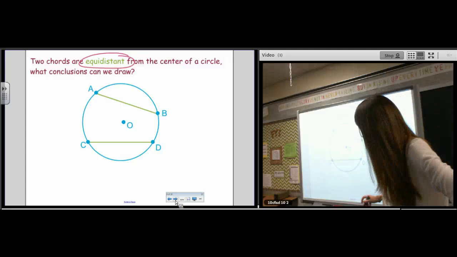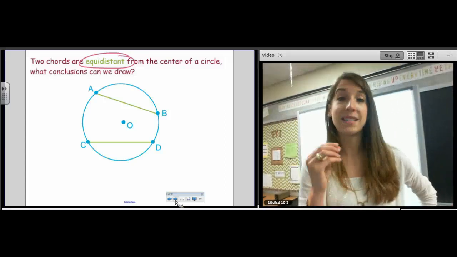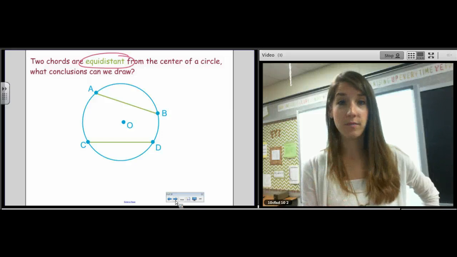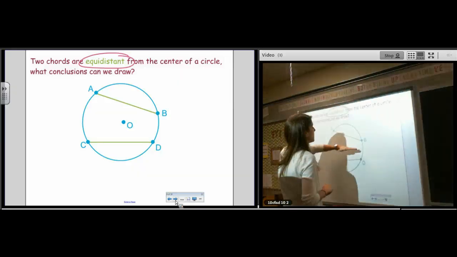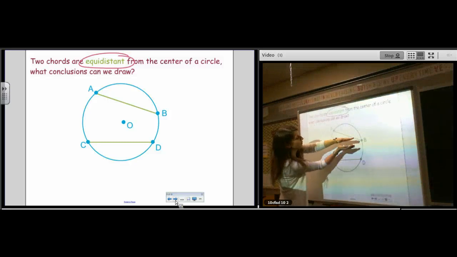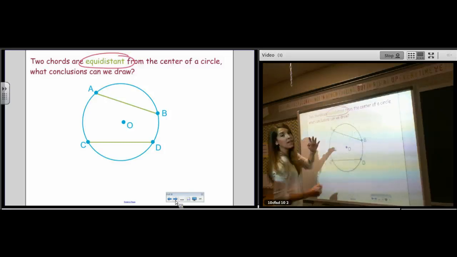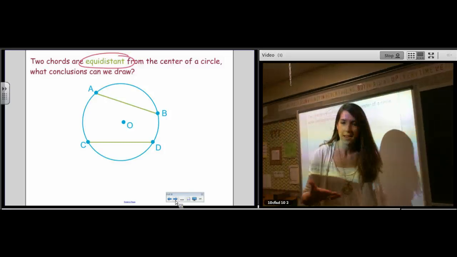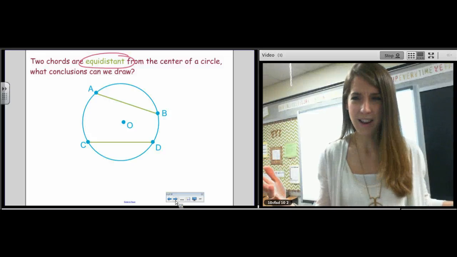So we learned on our vocab day that the longest chord you could possibly draw is the diameter. That's the longest chord. So doesn't it make sense that if this is the longest you can get, as you get further away, you get shorter, shorter, shorter, and if you're the same distance away, then you're going to be the same length? Do you want to prove it real quick? Why not prove it, right?